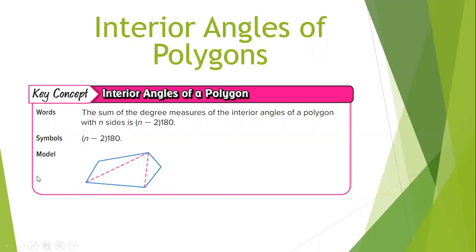So if I want to find the summation of the interior angles of the pentagon, I can cut it into three triangles. Each one of them is 180. So I can multiply 3 times 180 to find the summation of the interior angles of the pentagon. Or I can say that n is 5, because the number of sides here is 5. 5 minus 2 times 180, so it gives you 3 times 180.